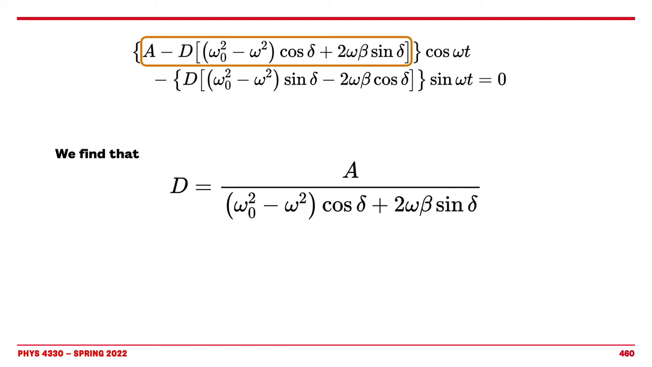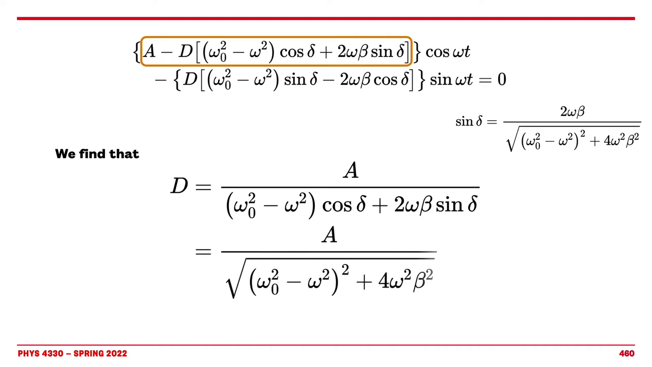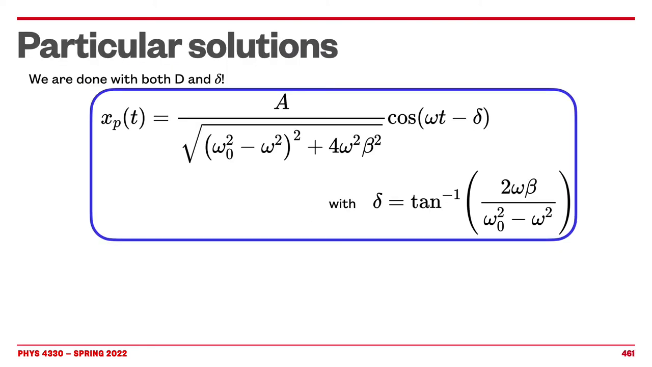And then when we see this, we see that in the denominator, we have a cosine delta and a sine delta, but we already calculated sine delta and cosine delta in the previous slide. So when we substitute, we find that the value of D, which is the amplitude of the particular solution, is going to be given by this equation here. So the amplitude is going to depend on the damping, on the driving frequency, and also on the natural frequency. So when we put everything together, the particular solution of the problem is completely known now, because we just described delta and we described D. So this is the exact solution.